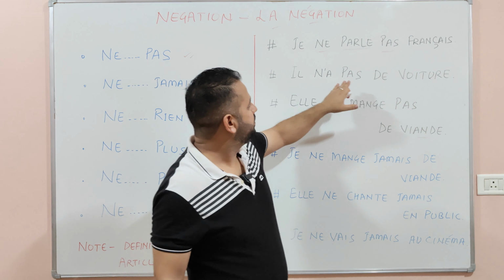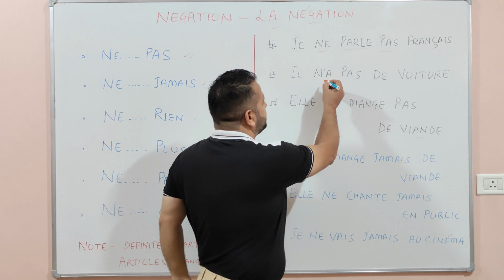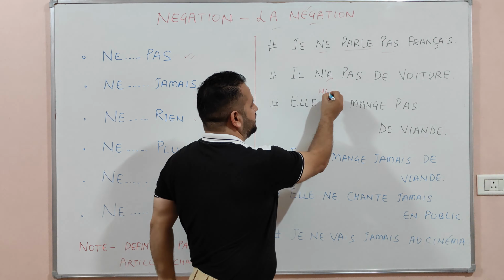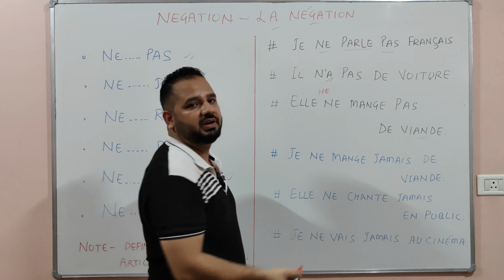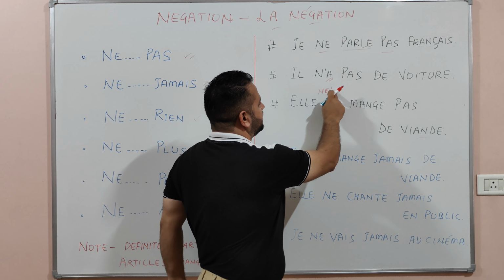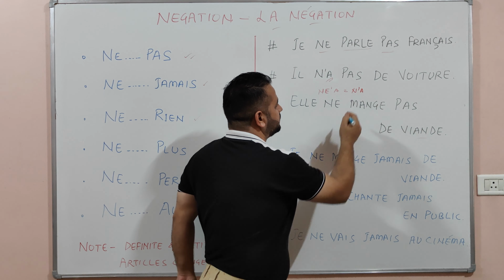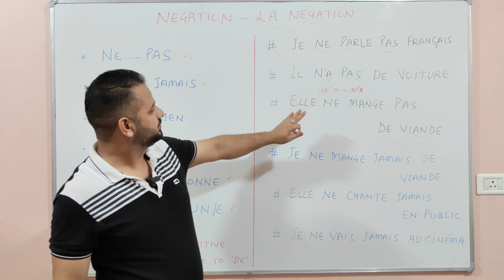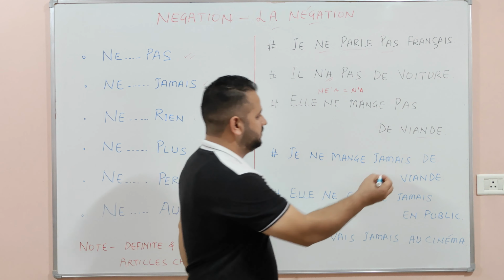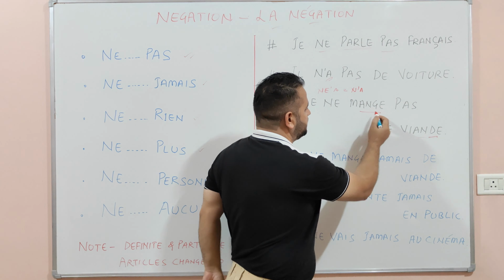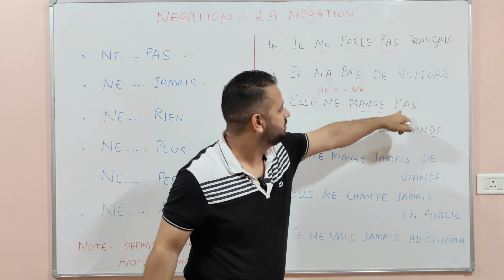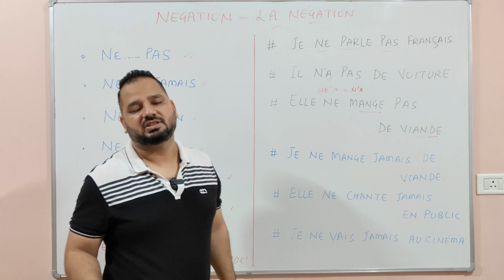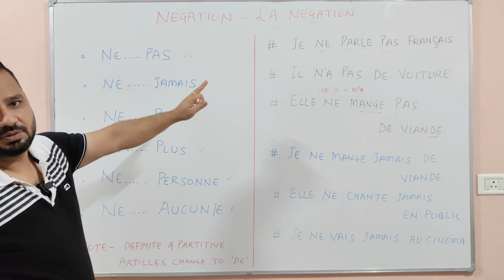Second example, il n'a pas de voiture. As I said, a is the verb here, and we need to sandwich it with ne and pas. Because ne has one vowel and a is already a vowel, it will merge, like this: n'a. Il n'a pas de voiture. He doesn't have a car. One more example. Elle ne mange pas de viande. Viande is meat. The verb is mange, so we sandwich the verb with ne and pas. She doesn't eat meat. Correct? So I hope ne pas is clear.